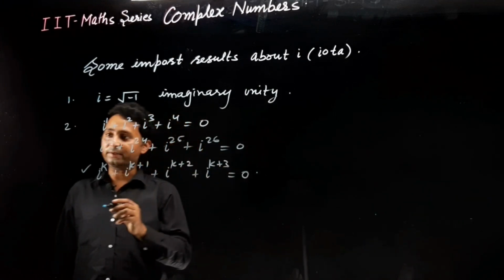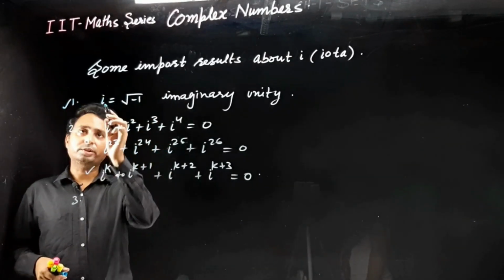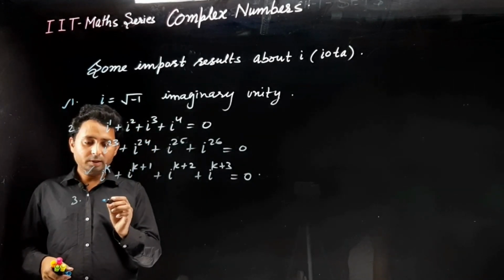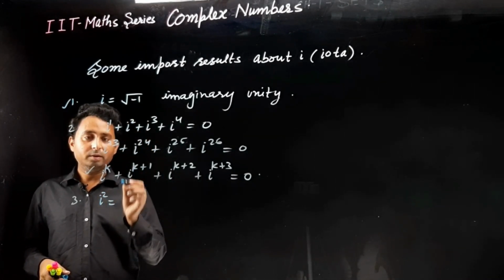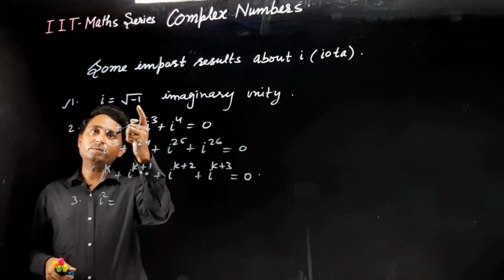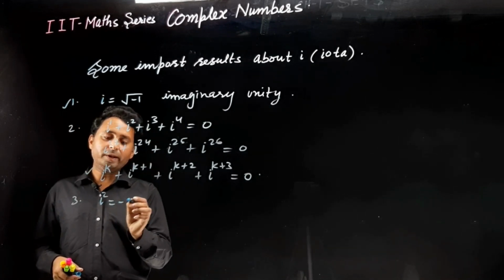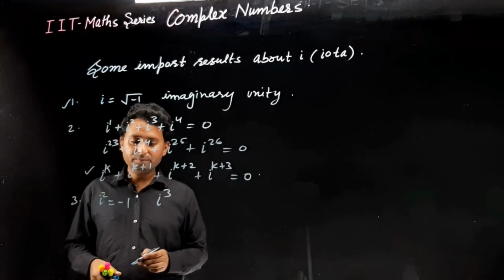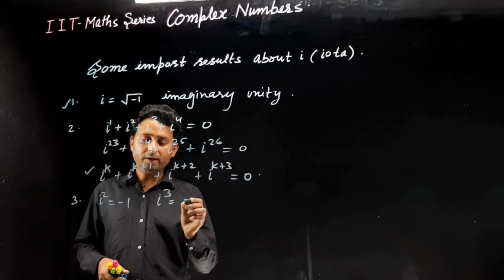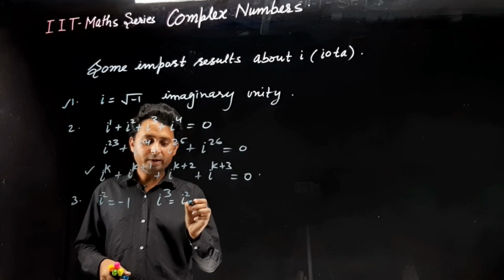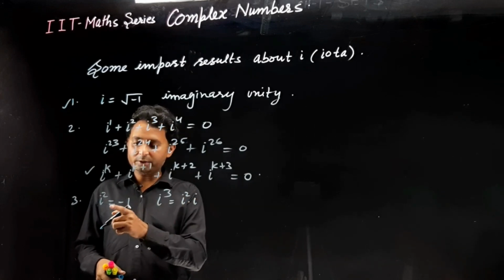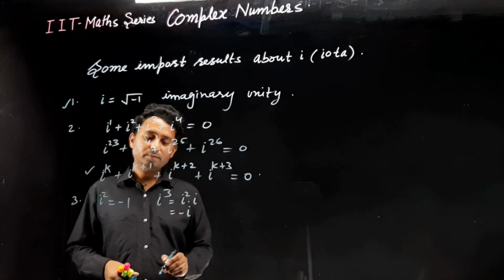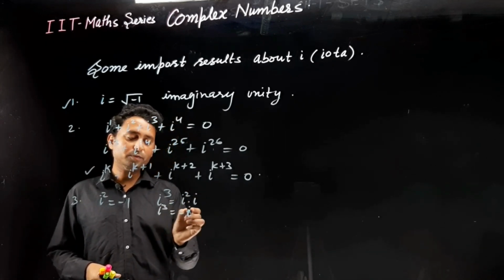Second thing, from this first result we can see more results about iota. Iota equals root of minus 1, therefore iota square will be minus 1. And iota to the power 3 will be iota square into iota, and iota square is minus 1, therefore this will be minus iota. It means iota cube is minus iota.